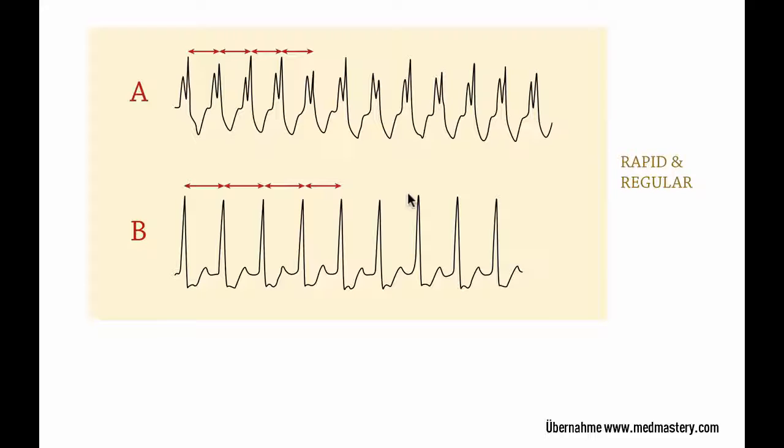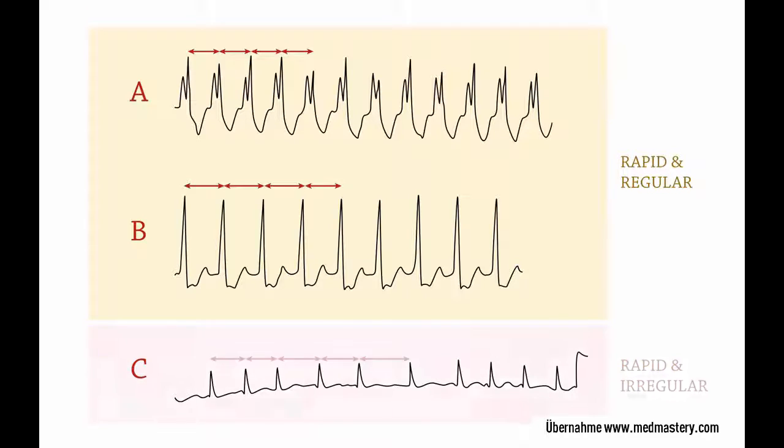Now here's a slightly different case. This tachycardia is rapid and irregular. You see that the distance between the QRS complexes varies. So this is different than this one, than this one, than this one, than this one. So really no two distances are the same. We're going to deal with rapid and irregular tachycardias a little later, so let's just forget about them for now.